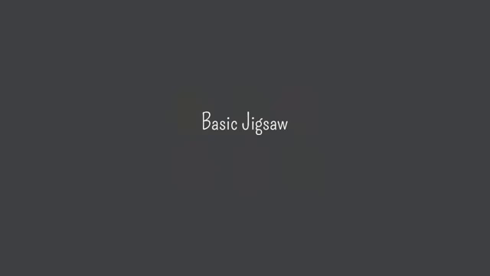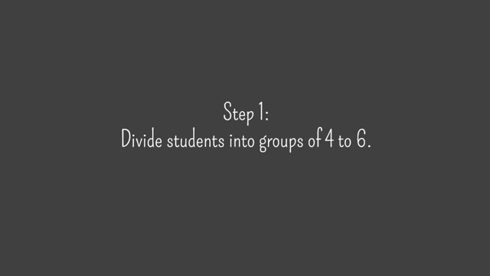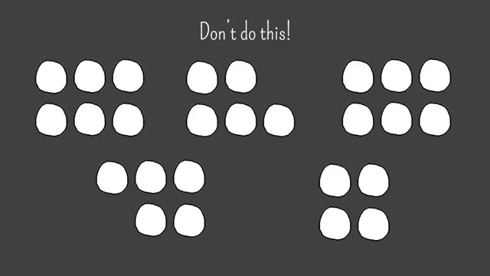Here are the steps of a basic jigsaw, sometimes referred to as Jigsaw 1. Step 1 is to divide students into groups of 4 to 6 people per group. Jigsaw works best when you have the same number of students in each team. So avoid having some groups of 4, some of 5, and some of 6. Later in this video, I'll show you what to do if you can't divide students into perfectly even teams.